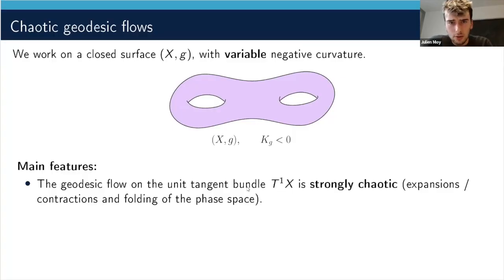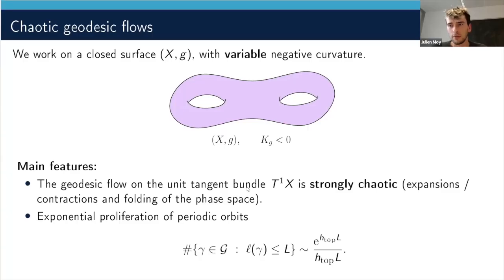And in negative curvature, we will be interested next in the closed orbits of the geodesic flow. And it happens that the number of closed orbits of this flow grows very fast. What I denoted by J is the set of closed orbits of the geodesic flow, and the number of closed orbits that have length smaller than L grows exponentially fast with L. What I denoted H top is the topological entropy of the geodesic flow, which is not so important here. Okay, so this is the setting in which we will work.